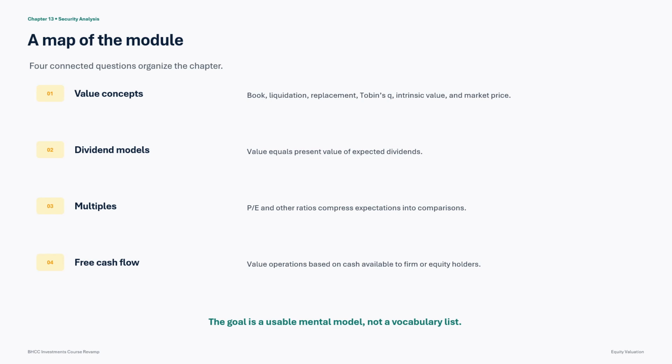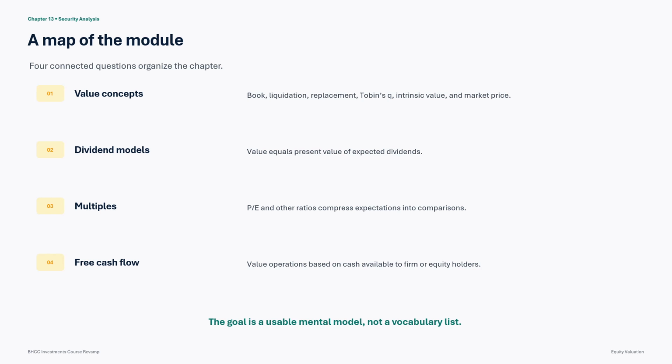Question 4 is free cash flow. Free cash flow models value the operating cash that remains after the investment needed to sustain and grow the business. Depending on the version, we can value cash available to all capital providers or cash available specifically to equity holders.